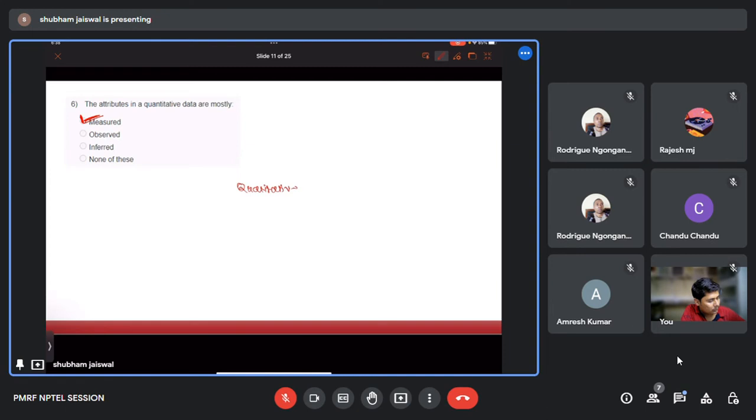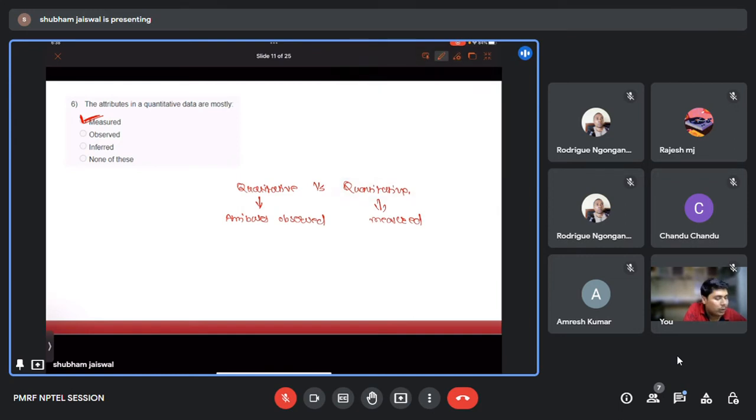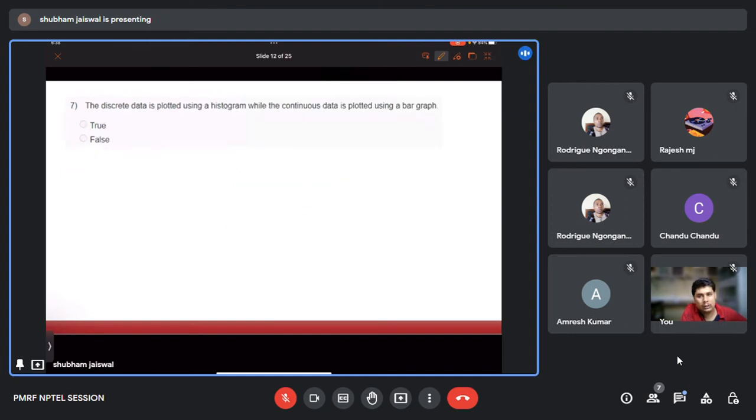So qualitative versus quantitative. This talks about the attributes of observed, and this is measured. Okay, these are simple questions. You will get similar questions in your assignment. So moving to next question.